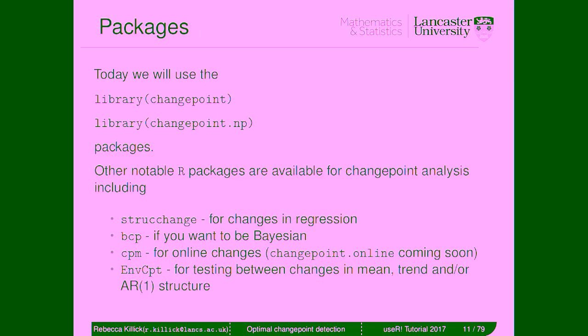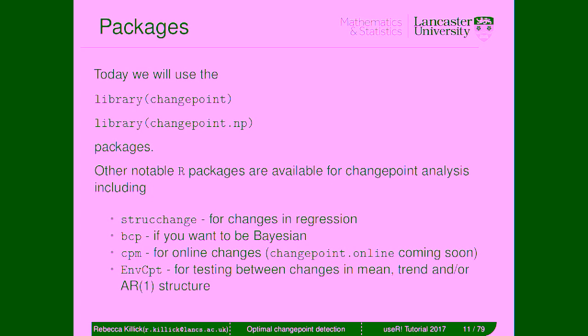As I said, we're going to use two packages today, the changepoint package and the changepoint.np package. There are many other changepoint packages out there. I've listed a couple here because these are quite well known for different types of changepoint detection. If you want to do regression, that's not covered in the changepoint package and it won't be in this tutorial. There's a strucchange package by Achim Zeileis for that. BCP if you want to do Bayesian changepoint detection. CPM if you want to be online, although I do have a package, changepoint.online, that will be out soon.